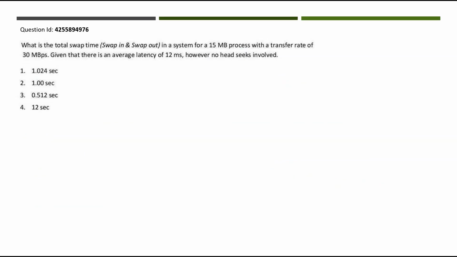Next question. What is the total swap time? Swap in and swap out together will give you total swap time. In a system for a 15 MB process, megabyte process with a transfer rate of 30 megabytes per second. See the unit carefully, it is megabyte and megabyte. Given that there is an average latency of 12 milliseconds, however, no head seeks involved. They are asking for the total swap time.